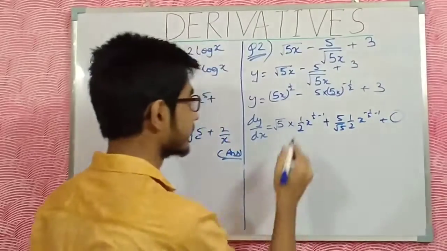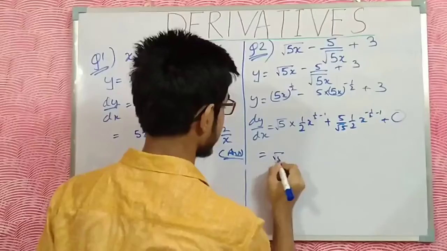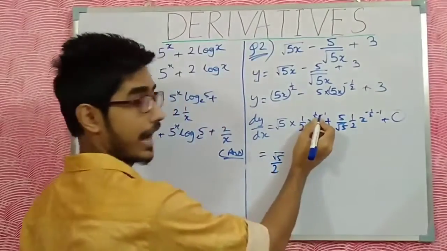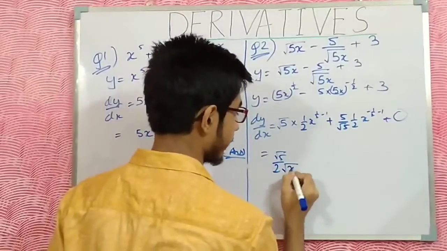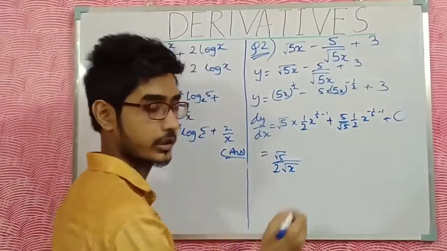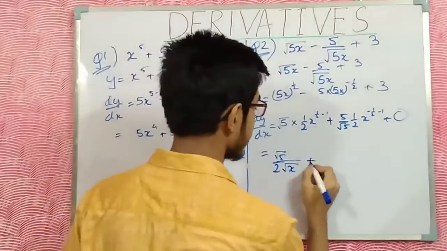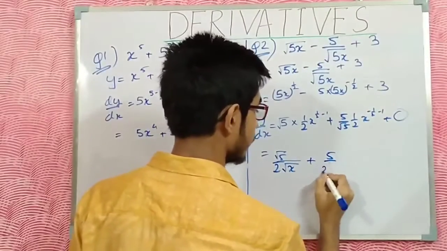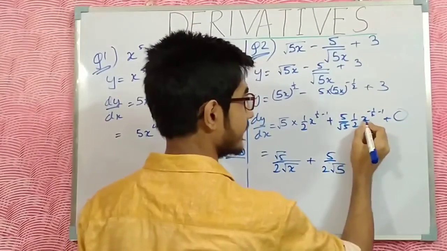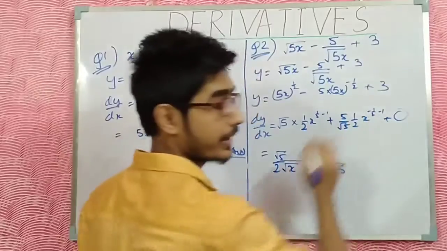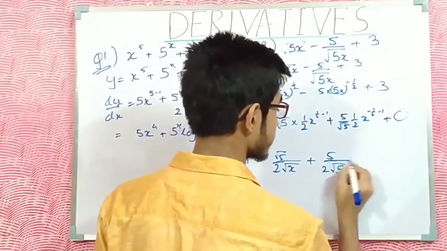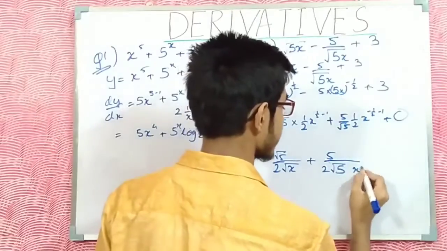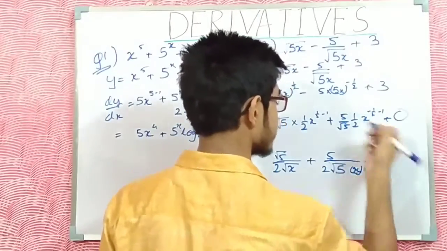So I can simplify it like root over 5 by 2 and x to the power half minus 1, so it will be x to the power minus half. That means it will be root over x, and it will be down as it is minus half, so it will be in the denominator. Now 5 by 2 root over 5 and x to the power minus half minus 1, it will be minus 3 by 2. So as it is minus 3 by 2, it will be in the denominator, that is x to the power 3 by 2, plus 0 is 0.